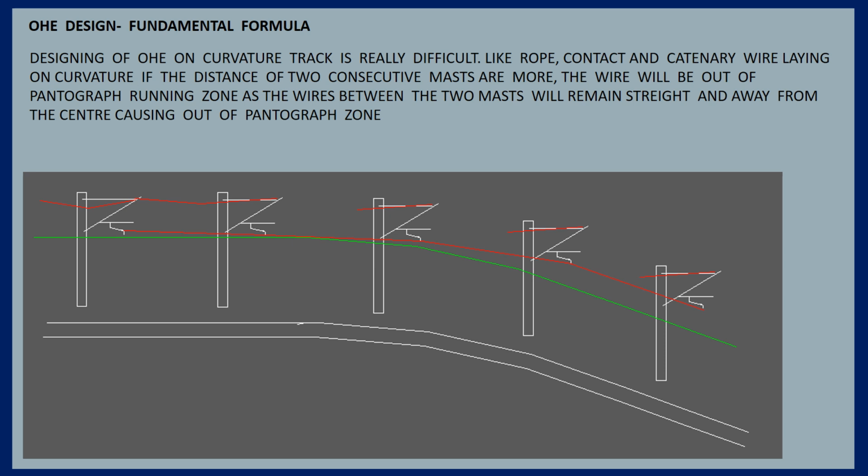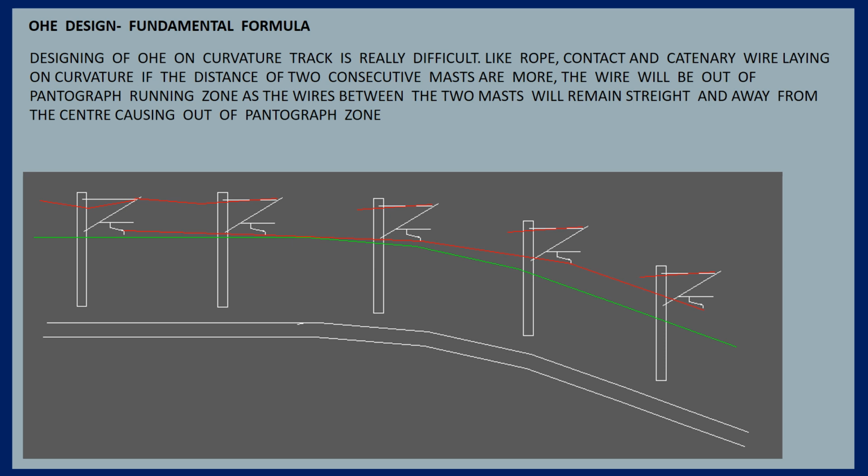Designing of OHE on curvature track is really difficult. Like registration arm, contact and catenary wire laying on curvature, if the distance of two consecutive masts is more, the wire will be out of the pantograph running zone, as the wires between the two masts will remain straight, but the track is curved and away from the center, causing it to go out of the pantograph zone.